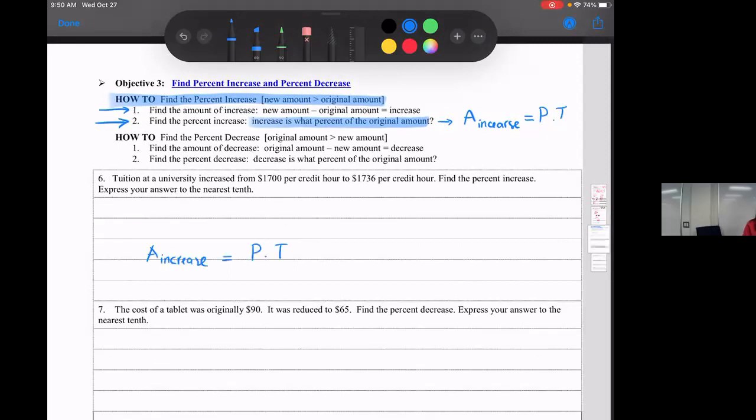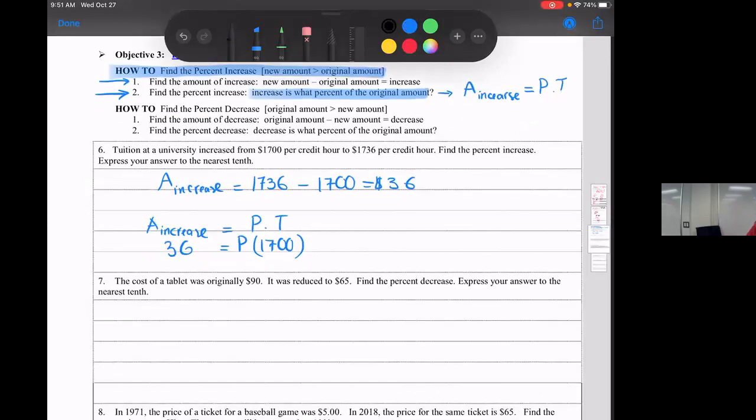I want P, but do I know T? What's the original amount? 1,700. I know T. P is what I'm looking for. Do I know the amount of increase? $36. Yes. A increase equals 1,736 subtract 1,700, which is $36. Now you put it down here, $36, and you solve for P.